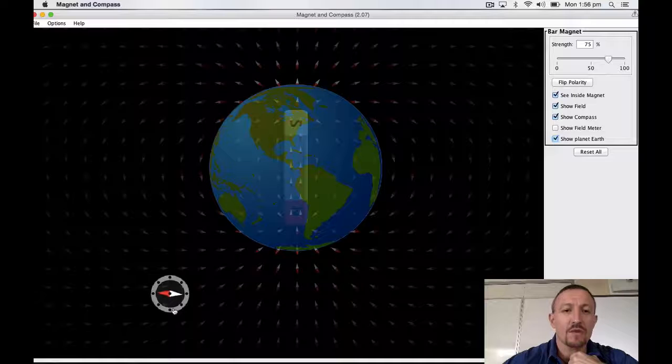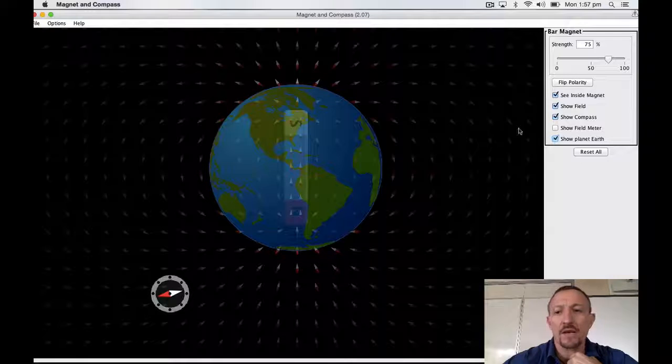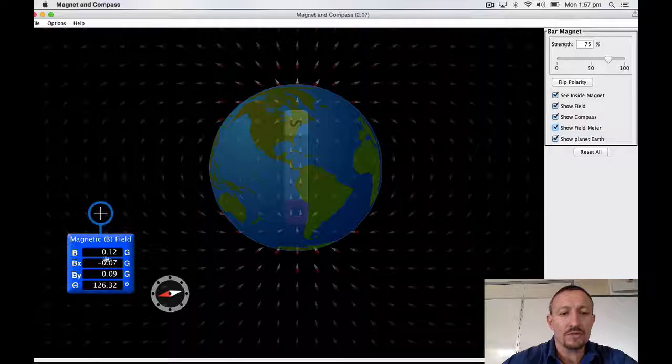Okay, so as a result, we get our nice pattern of field lines which are generated around the planet Earth. Now, another thing that I can do is actually put a meter in. Where this cross sits, this meter will measure the magnetic field strength. Now, what I want to do is look at the magnetic field strength here. Don't worry about the units. It's the concept here which I'm interested in.